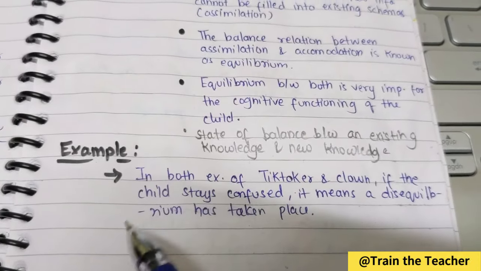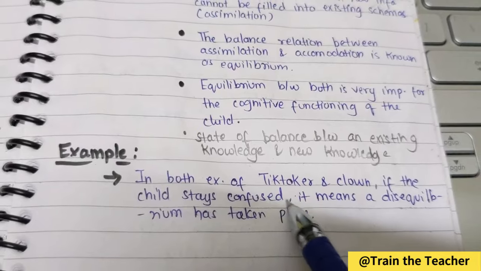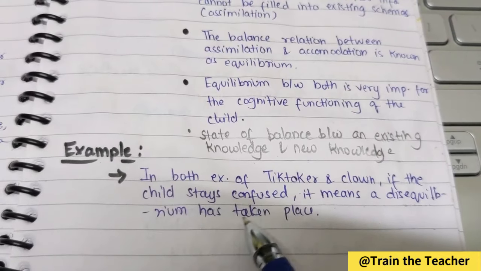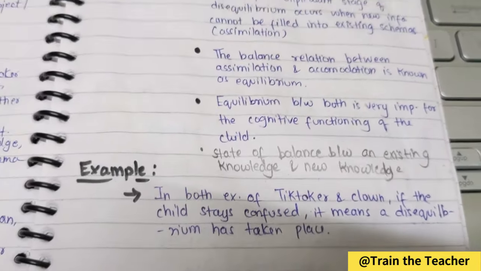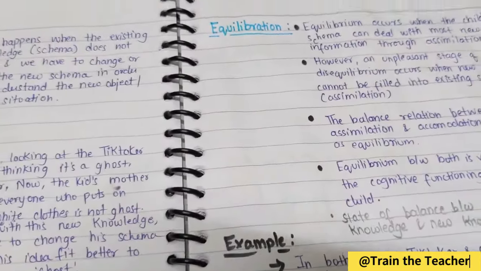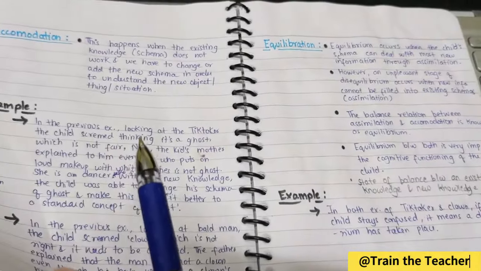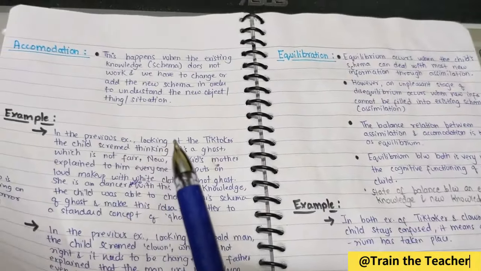For example, in both the examples of TikToker and clown, if the child stays confused, it means a disequilibrium has taken place. So it's like that. Equilibrium is all about maintaining balance and avoiding disequilibrium. I hope everybody, it did make sense to you.